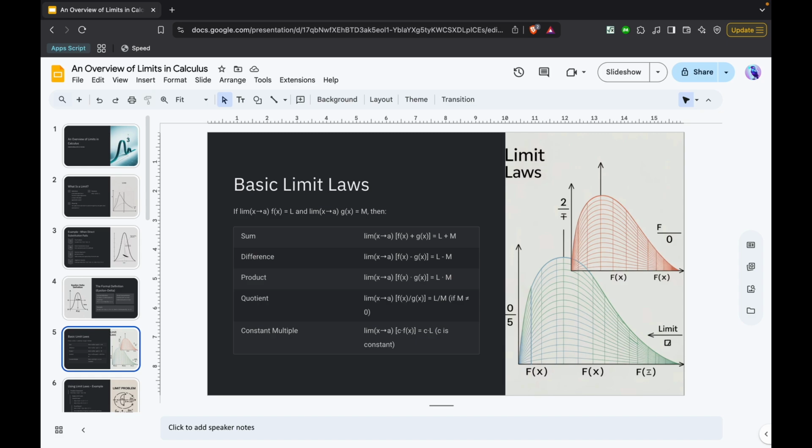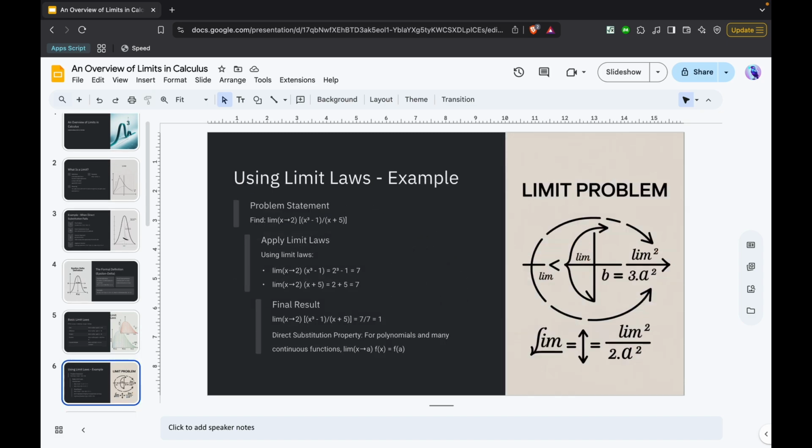Now another way to show this is that the limit as x approaches a of f of x plus g of x is also equal to the limit as x approaches a of f of x plus the limit as x approaches a of g of x. If we substitute L and m, that becomes L plus m. And the same thing applies for all of the other rules. Now for the constant multiple rule, the limit of c times f of x is equal to c times L, where c is a constant.